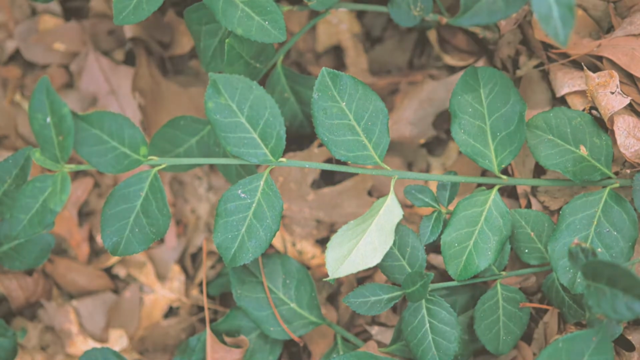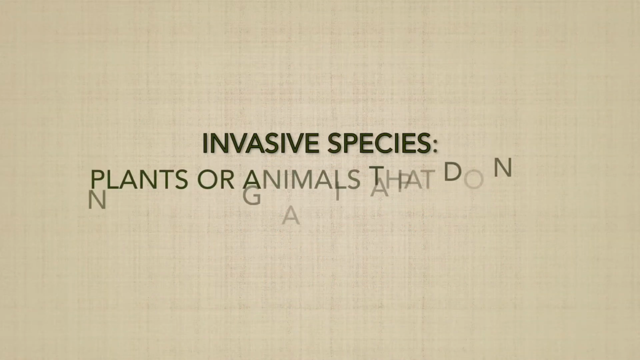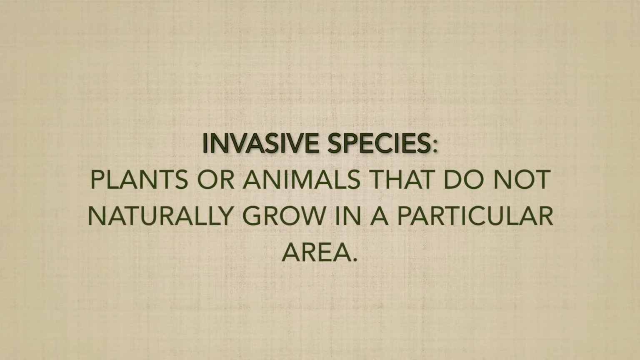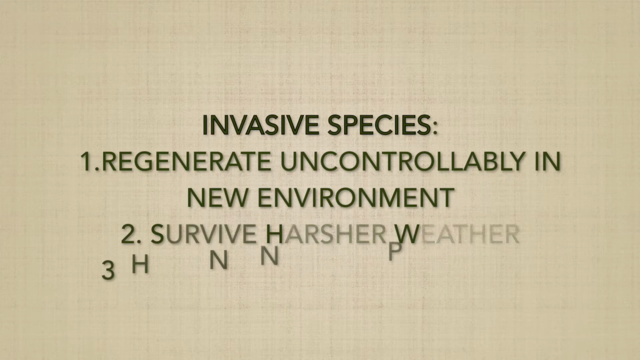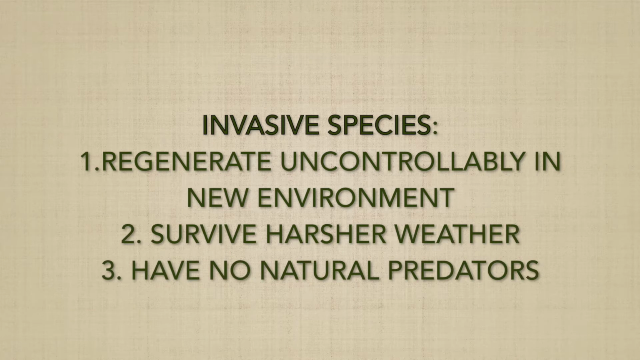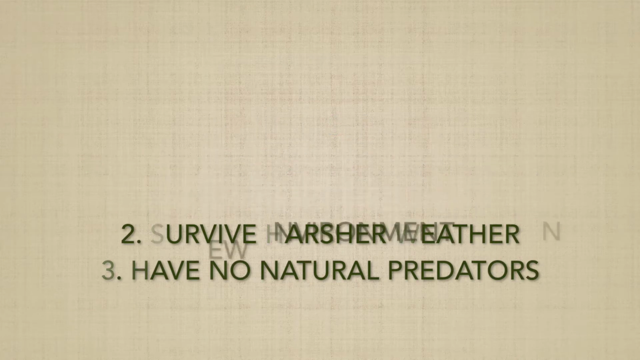What is an invasive species? Invasive species are plants or animals that do not naturally grow in a particular area. They are brought in by humans intentionally or unintentionally. Once they are in the new location, there are qualities that allow them to prosper and reproduce rapidly. These qualities may be their ability to survive harsher weather conditions or the lack of a natural predator.